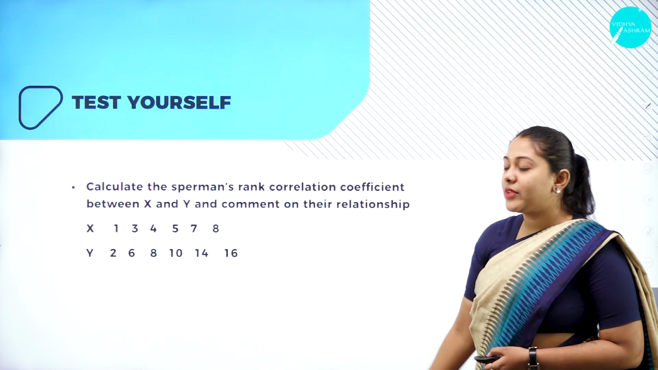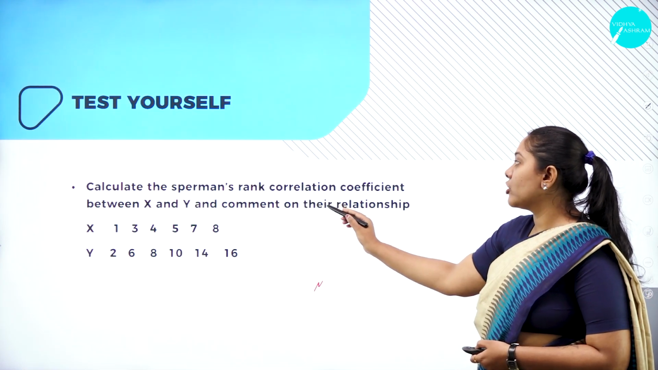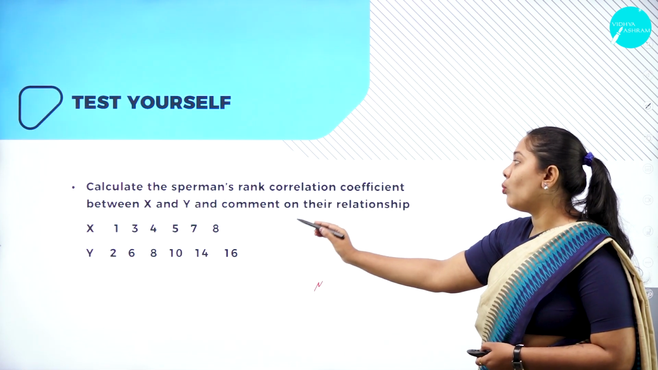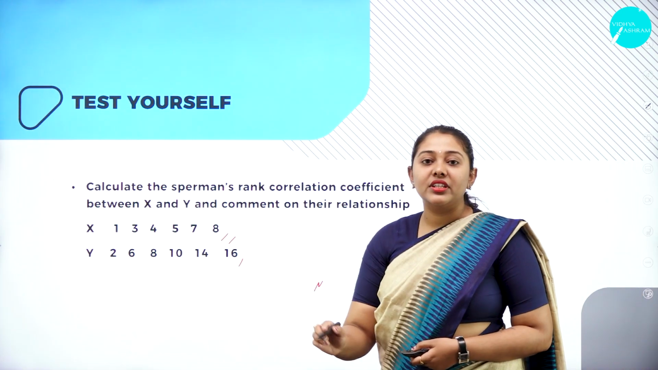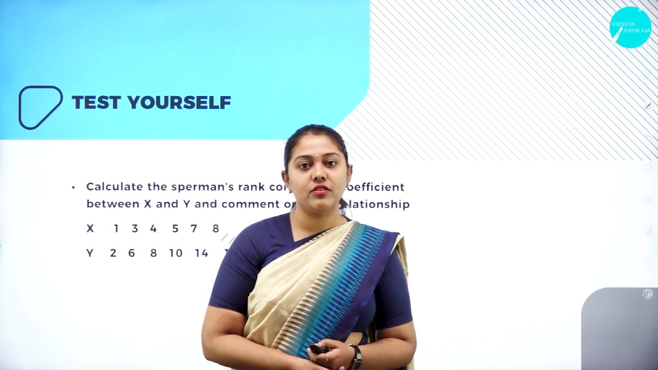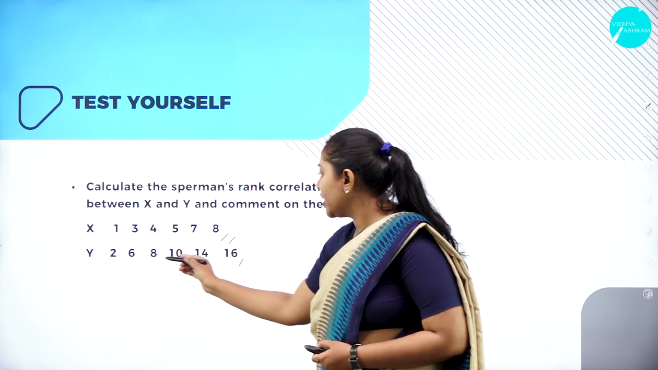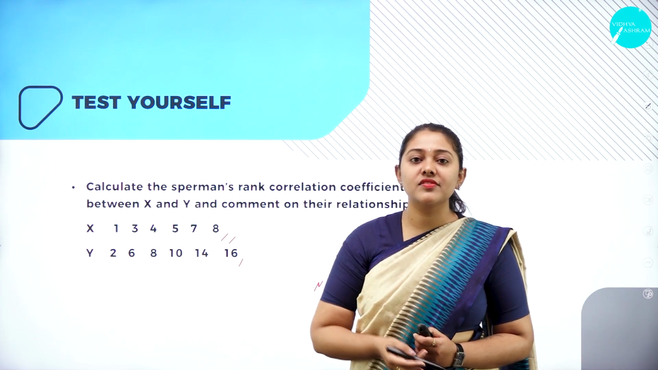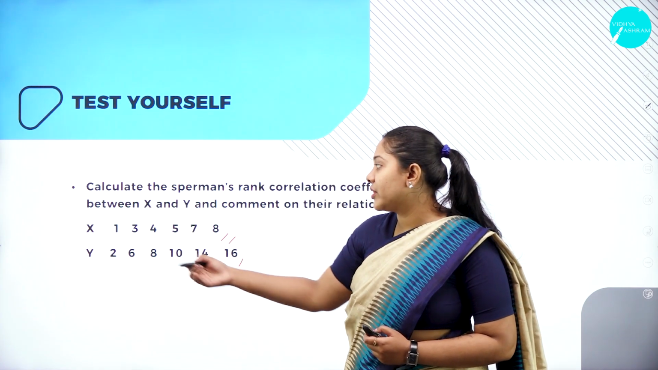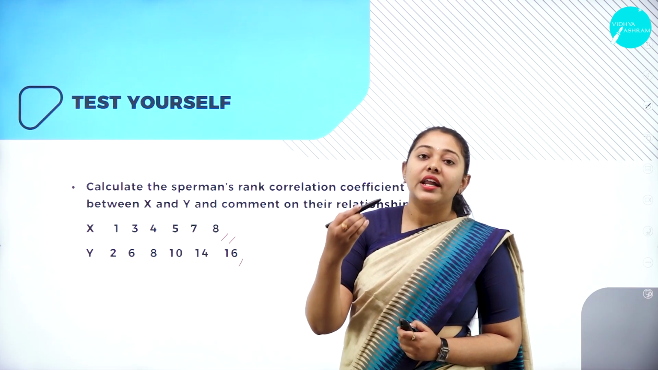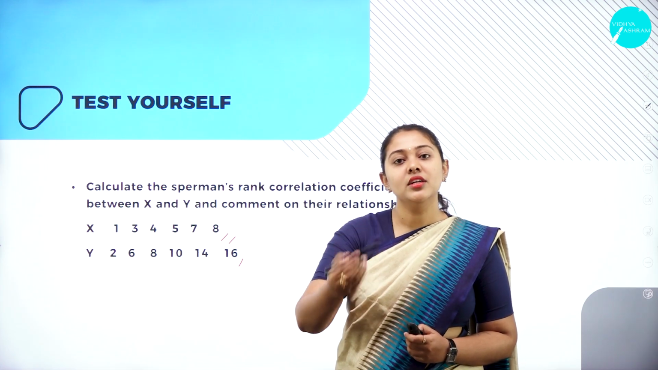So this is the problem that I have given for you. Test yourself. Calculate the Spearman's rank correlation coefficient between X and Y and comment on their relationship. Which kind of data? The data where ranks are not given. So you have to assign the ranks and substitute the value. Check whether any repetitive series is there. If it is there, you have to use the other formula. Since ranks are not given and it is not a repetitive problem, it is your case 2 problem. Solve it and check yourself.